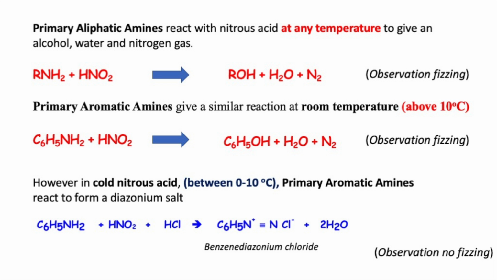Primary aliphatic amines, compounds such as methylamine, ethylamine, propylamine, butylamine, will react with nitrous acid at any temperature to give an alcohol, water, and nitrogen gas. And when this reaction takes place, because you're making nitrogen gas, you will observe fizzing. Now, primary aromatic amines, such as phenylamine, will give a similar reaction at room temperature, as long as the temperature is above 10 degrees C.